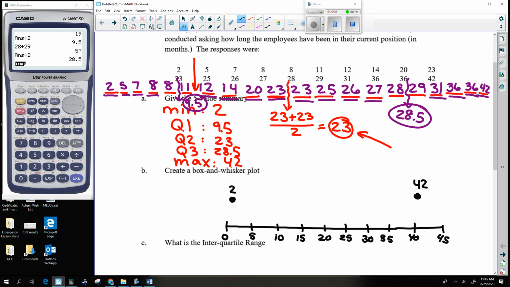So I have a line at 9.5. I go to where 9.5 is, draw a vertical line, and label that line 9.5. I go to 23, draw a line at 23, label that 23, and then 28.5. 28.5 is right there. So there are my vertical lines. Now I connect the tops of the lines with the tops of the lines, the bottoms of the lines with the bottoms of the lines, and the dots to the middle of the sides. That is a box and whiskers.